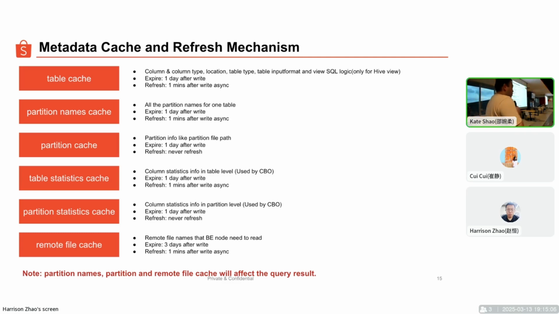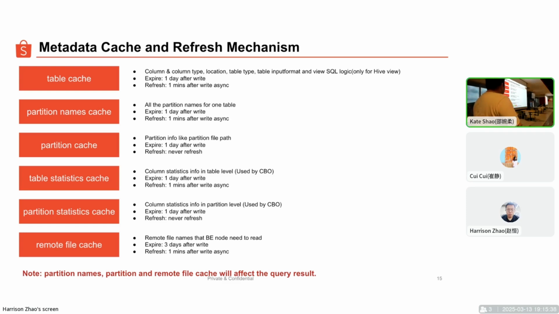As for the table cache, it will store some information like column types, the location and table type. Also, for the type view, it will store the view topology. As for the partition name cache, it will store all the partition names for one given table. And as for the partition cache, it mainly stores some partition information like the partition file path. As for the table and the partition statistics cache, they will store the column statistics information at table or partition level. And this information will be used by the CBO.